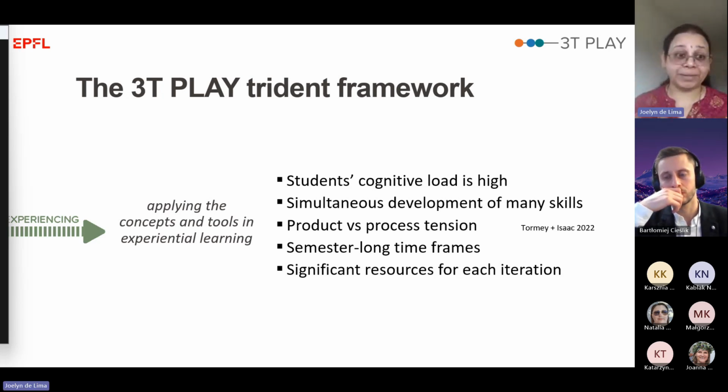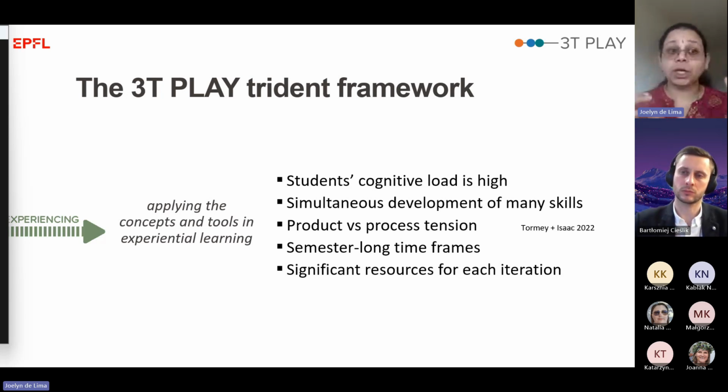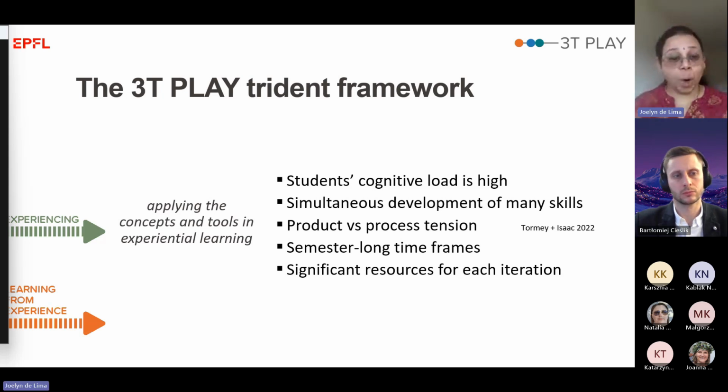This is the exact opposite in the 3T approach, where, as I told you, they are short, cognitive load is low, the focus is entirely on the process, and there is time for multiple iterations. And because they are really short iterations, the amount of resources you need is very low to start with. The second moment that we have in the Trident is learning from experience.